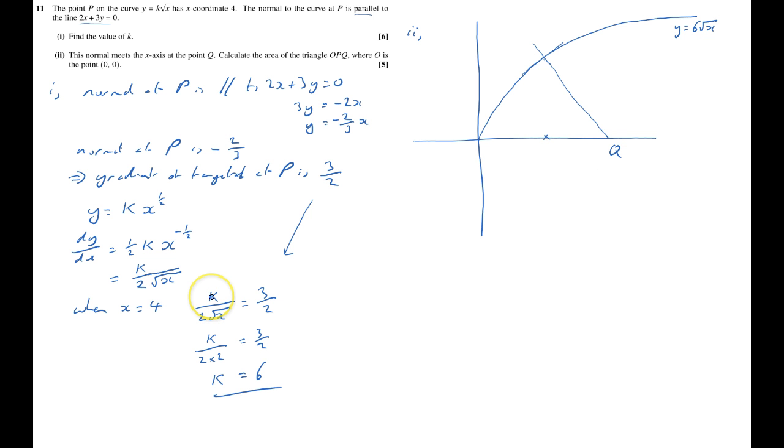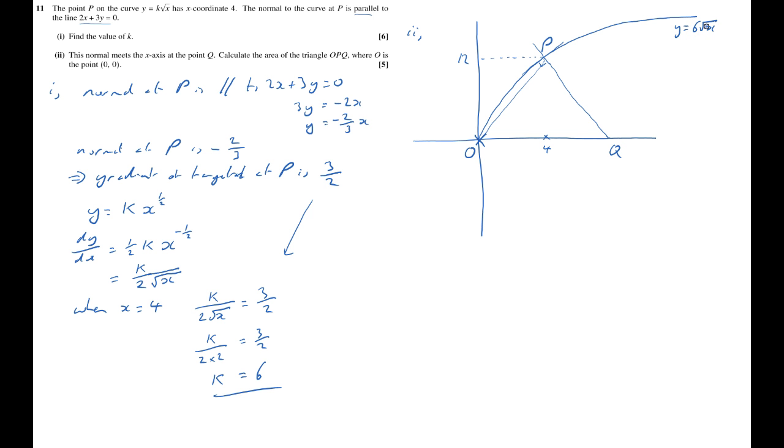So that's Q, that's a right angle, that's 4. 6 times root 4, 6 times 2 is 12. So that point across here is 12. I think we're heading there. And this is P, and O is here. So basically that's what I need to find. I need to find the area of the triangle OPQ. So I've got this triangle here.